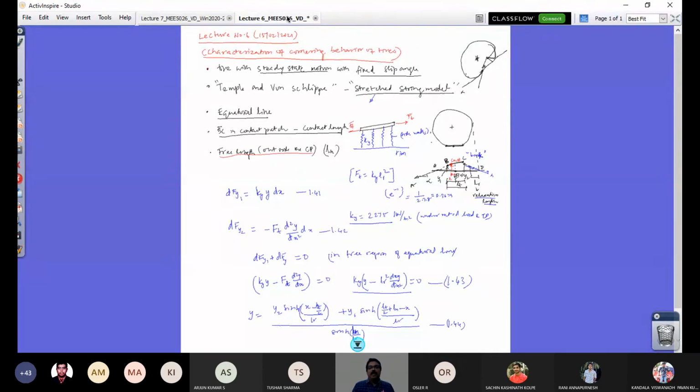So in the last class, we were making an attempt at understanding the stretched string model. So what is the stretched string model? A tire wheel assembly, especially a tire, is considered to be a circular stretched string. So what is that circular stretched string called? An equatorial line. You could see here, this equatorial line is defined as the intersection of the wheel plane with the tread of the tire. So you get exactly at the wheel plane a circle. That is the equatorial line.